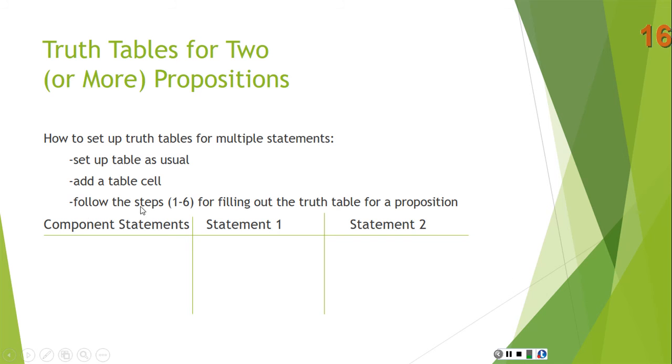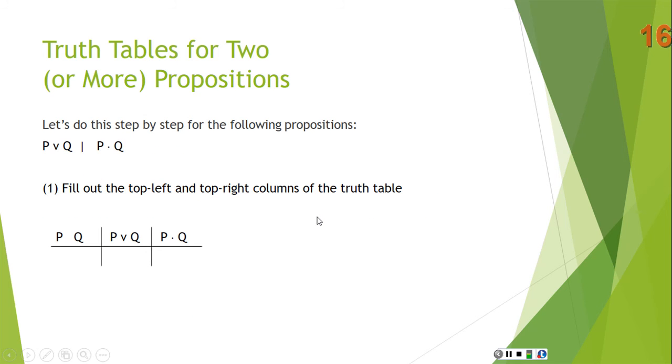And then you follow the steps 1 through 6 for filling out the truth table for a proposition. So let's do this step by step for the following propositions. We have 2 propositions, P or Q and P dot Q. This is one, this is another. This is just a line separating the two of them. Okay, so we set up the table as usual and add a cell, okay? So that means we have the cross plus another cell. Okay, so then you follow the 6 steps.